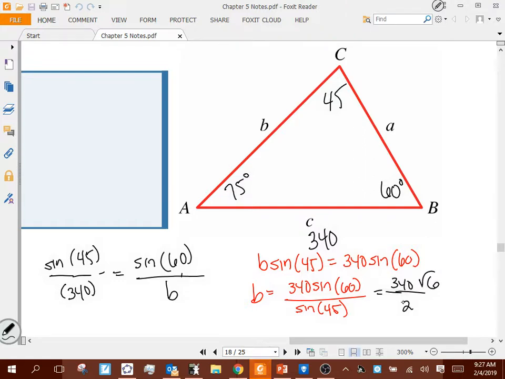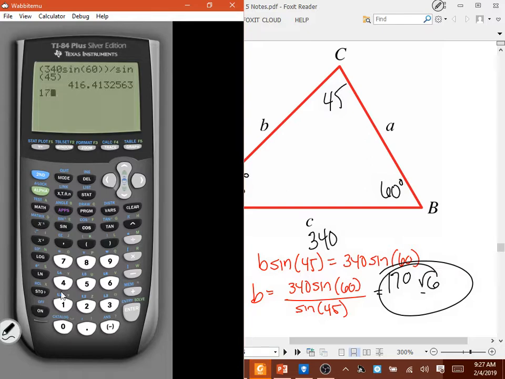What's going to happen with that 340 and that 2? Those are going to cancel, gives me 170, right? That's the exact answer. That's the best answer. And if I type that into my calculator, 170 radical 6, it gives me the same number.